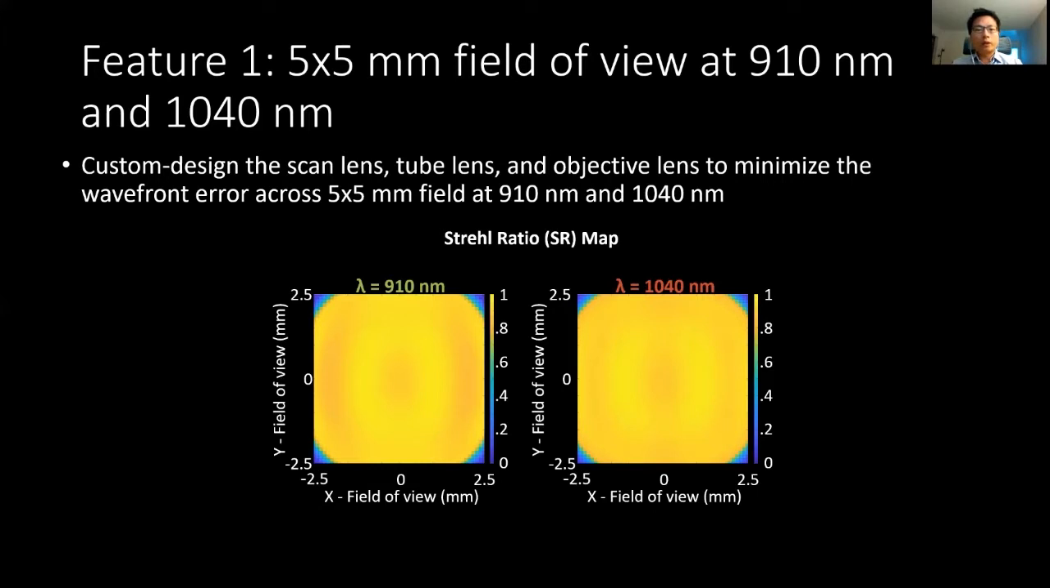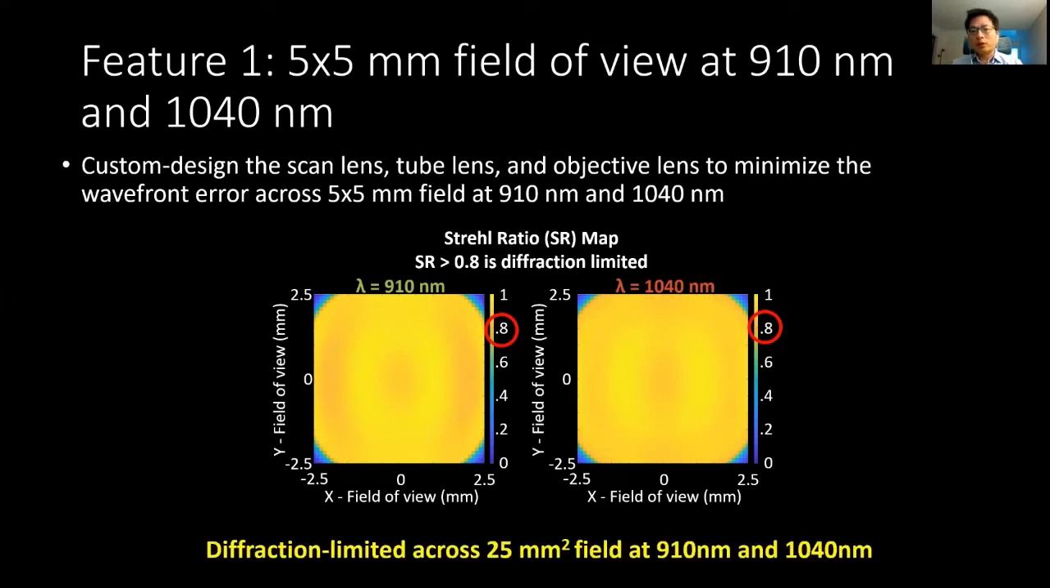The value of Strehl ratio indicates how close a point spread function is to being diffraction limited. As the Strehl ratio is larger than 0.8, the point spread function is usually viewed as being diffraction limited. For both of the maps, the yellowish colors are the regions with Strehl ratio larger than 0.8 and nearly occupy the entire square except for the four small corners. Therefore, these two maps show that the Diesel2P system has a diffraction limited region of nearly 25 square millimeter area, and the system is achromatic both at the 910 nanometer and 1040 nanometer wavelengths.